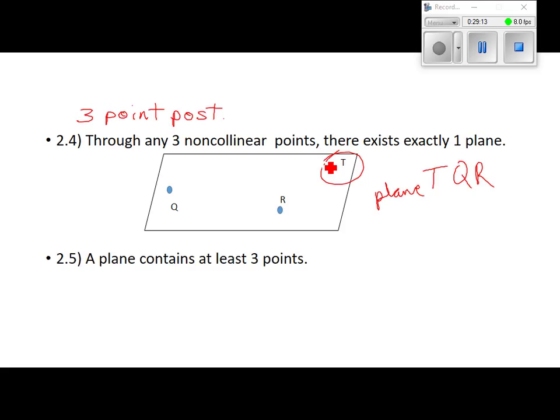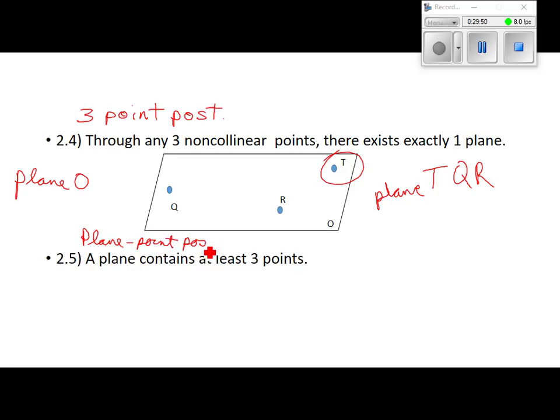If you see something like this, how can you name it? Plane O. Does everybody see that O right there doesn't correspond to a point? It's just there to name that plane. So there are 2 different ways to name the plane. They give you that special letter in the corner. That's one way: plane whatever. Or pick 3 letters. What's the name of 2.5? Plane point postulate.